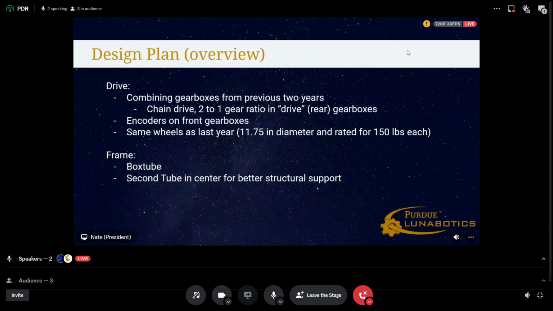Then for the frame, we switched to box tubes and C channels, and there's a second tube in the center, as you can see within the TLA, for better structural support, and also just more room to put stuff on.